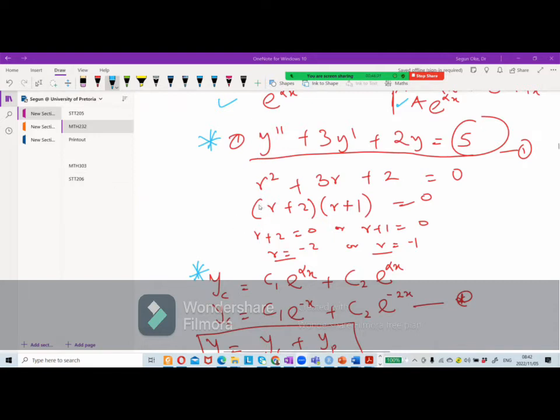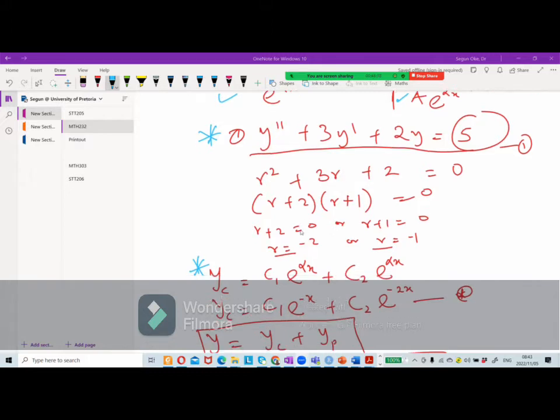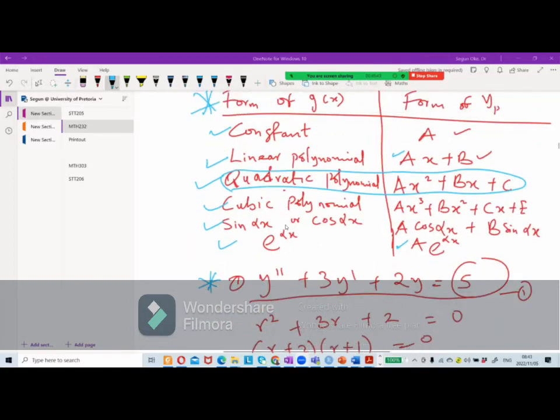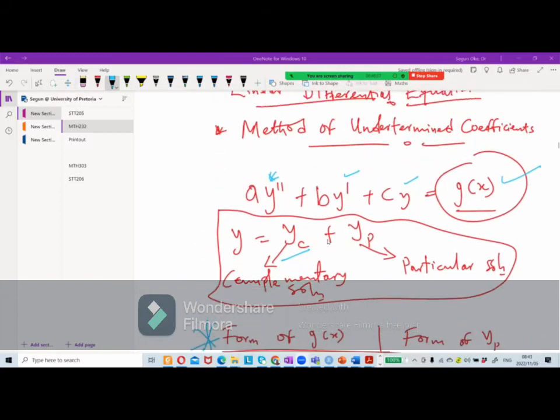Charles? Yes, sir. So you can use anything to represent it. It depends. So I choose to use R here or use M. It depends. Don't just say you must use one. So after you know that this is an equation, look at this type: y'' + y' + y = g(x).